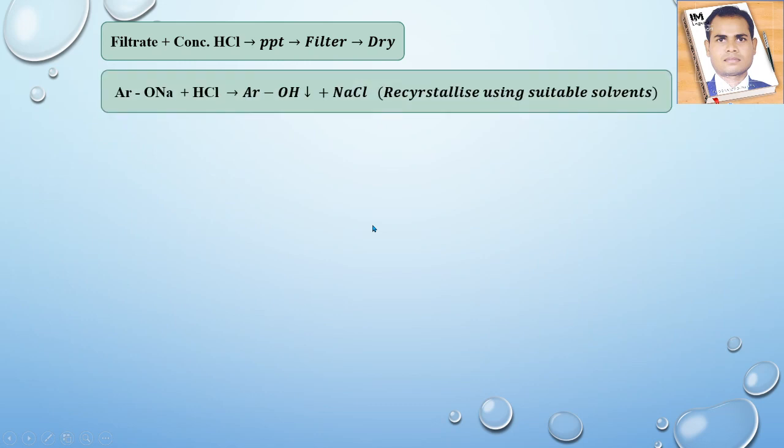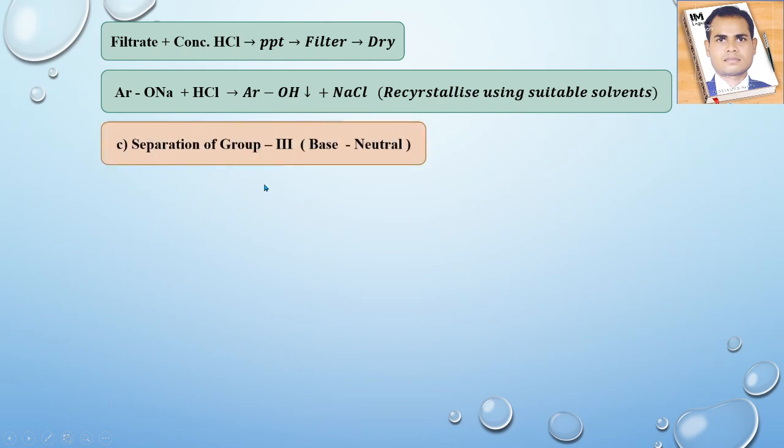The reaction will be like this: the sodium salt of phenol, and we have added HCl, so the phenol group will be there, and salt you will get. We have to recrystallize by using a suitable solvent and dry it. So that will be our separated product for the second group.